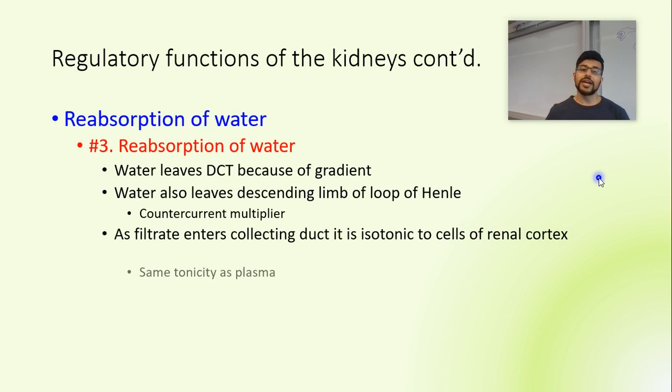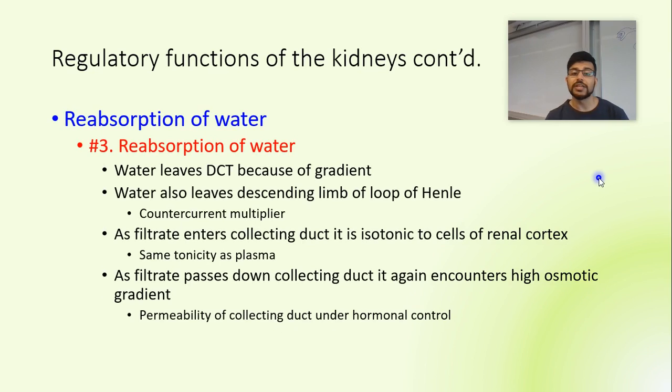Lastly, the water has to get back into your body somehow. So water leaves your DCT because of that gradient. It's also going to leave the descending loop of the loop of Henle. That's just because of that change in the concentration. So you end up getting this really high concentration, this high osmotic gradient, and that forces that water to come and enter your body this way.